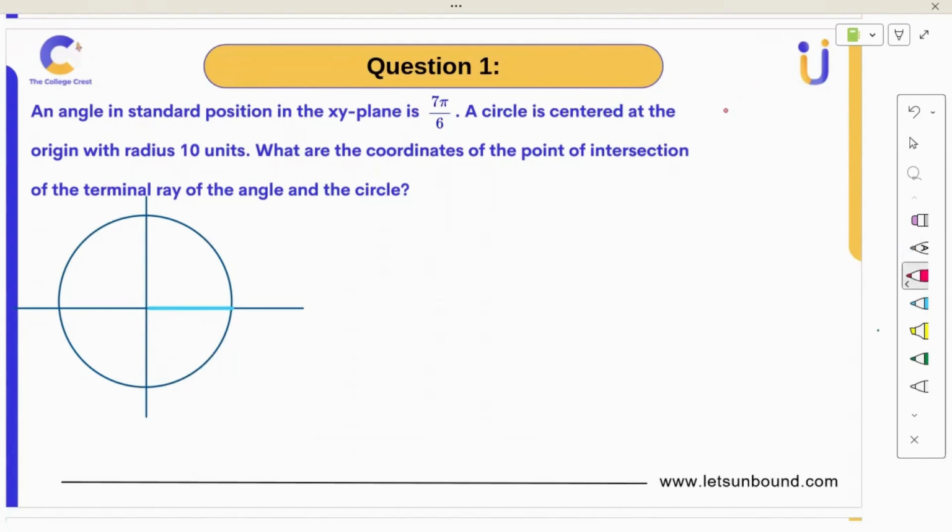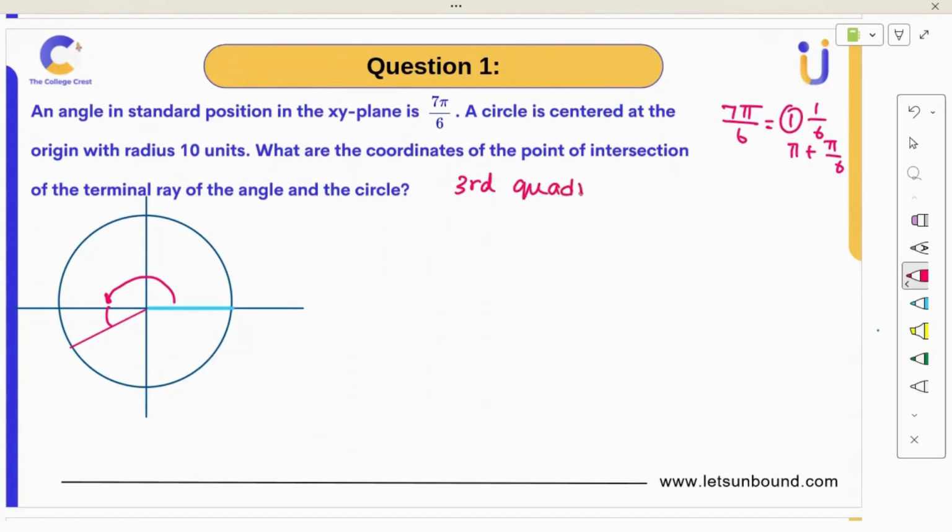So first I should check which quadrant it falls in. 7π/6 is 7 by 6, it's 1 by 6 extra. So one whole π plus π/6. So one π rotation, 180 degrees, and then we add π/6. Okay, so it is in the third quadrant.